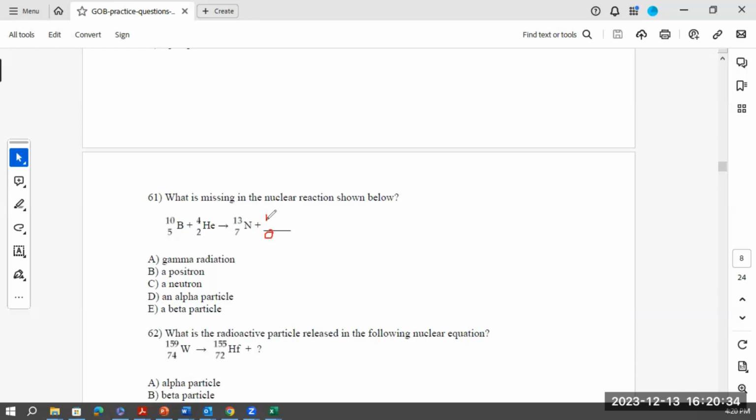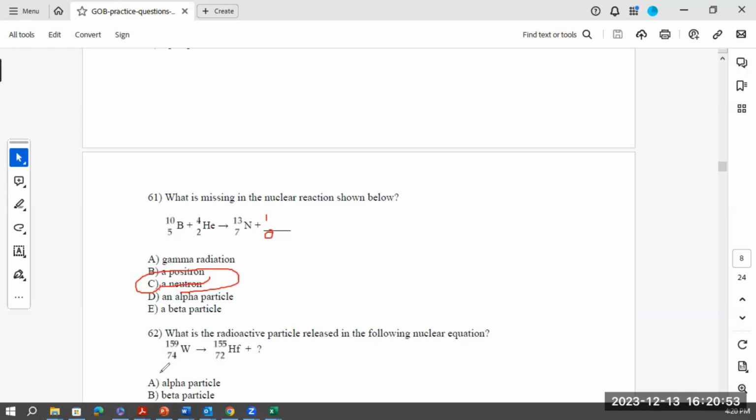Okay, so then basically we're saying that we're increasing the mass. So what increases the mass? A neutron. That's right. So the correct answer would be a neutron. So we're adding a neutron. Anytime that you end up with a 1 and a 0, that means that you're adding a neutron.